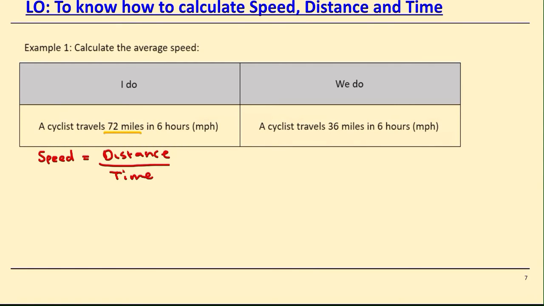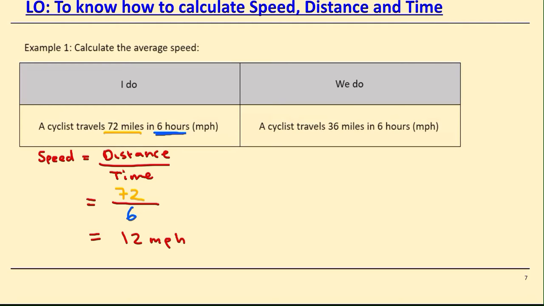Distance is travelled in miles, so 72 over, and let's find the time, which is 6 hours. So it's going to be 72 over 6. And our answer is going to be 12 miles per hour.